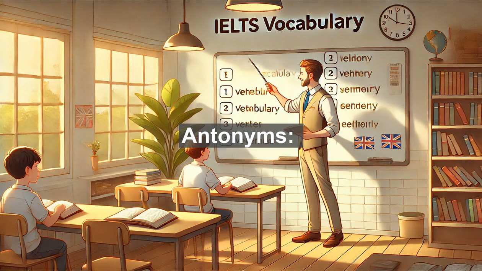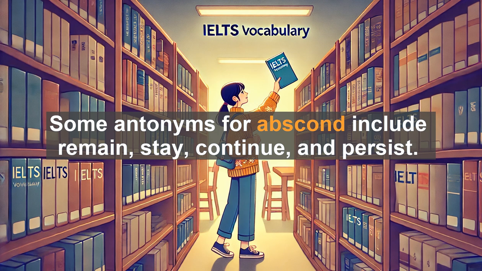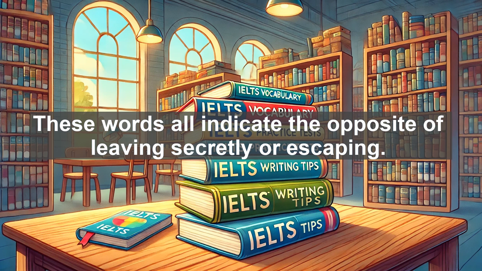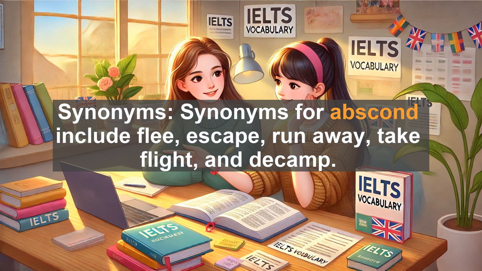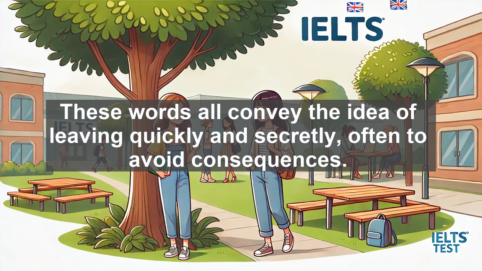Antonyms. Some antonyms for abscond include remain, stay, continue, and persist. These words all indicate the opposite of leaving secretly or escaping. Synonyms. Synonyms for abscond include flee, escape, run away, take flight, and decamp. These words all convey the idea of leaving quickly and secretly, often to avoid consequences.